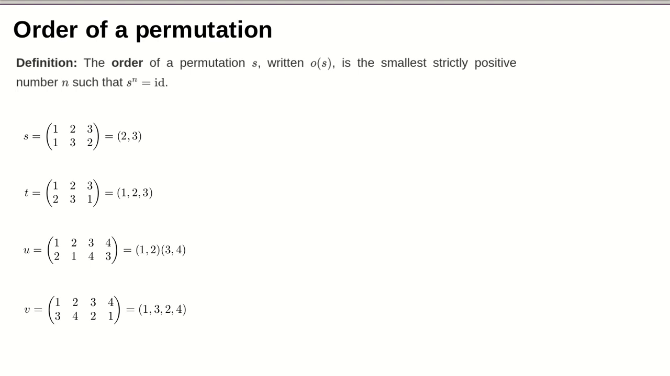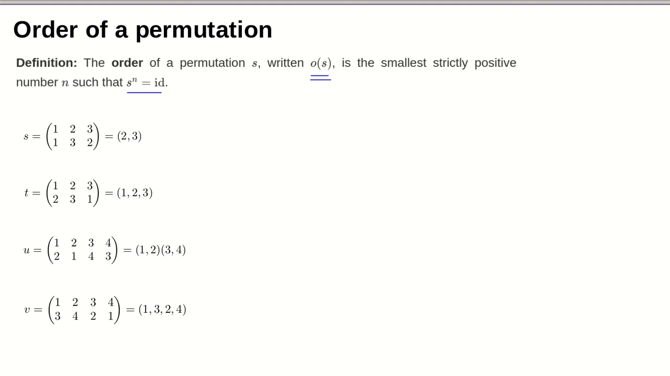Our next definition to do with permutations is the order of a permutation. The order of a permutation s, which we write as little o of s, is the smallest strictly positive number n such that s to the power n is the identity.